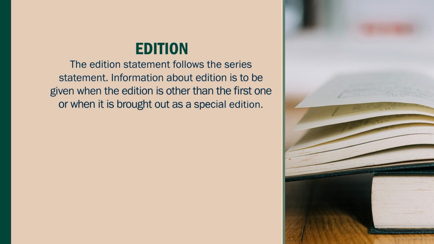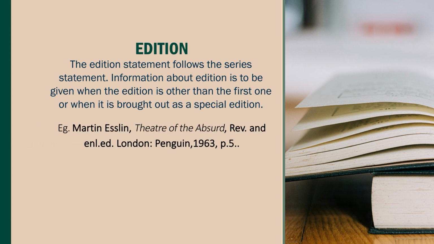Edition. The edition statement follows the series statement. Information about edition is to be given when the edition is other than the first one or when it is brought out as a special edition. So you would see that Martin Esslin revised his work Theatre of the Absurd a number of times. So you would write revised and enlarged edition because you are referring to the enlarged edition.